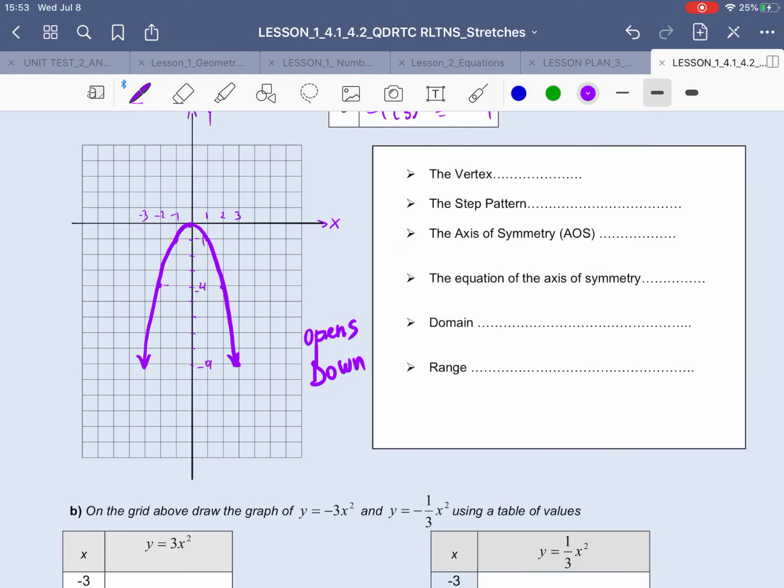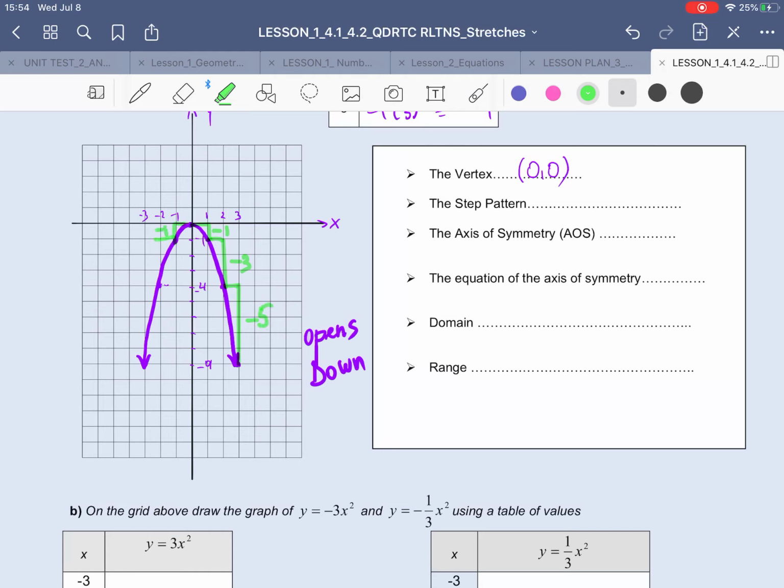So what happens when a parabola opens down? How do the features of the parabola reflect this change? Well, the vertex is still at 0, 0. The step pattern, let's take a look at the step pattern actually. So we have moving over 1, down 1, over 1, down 3, over 1, down 5.